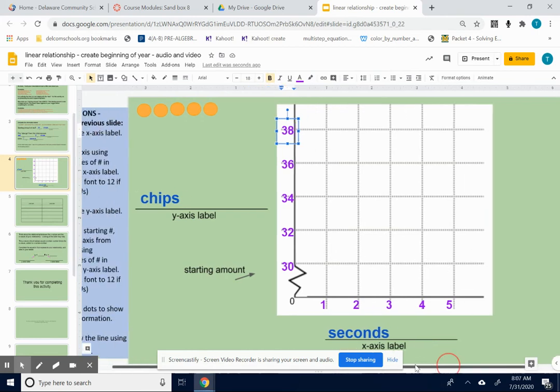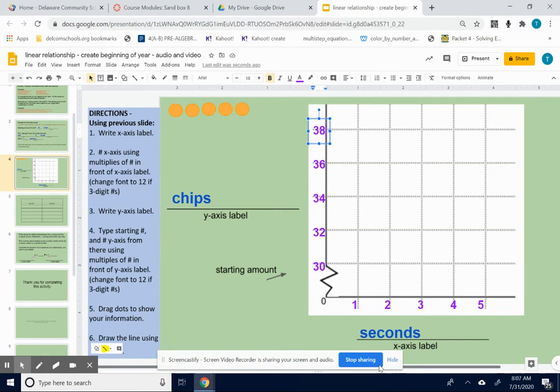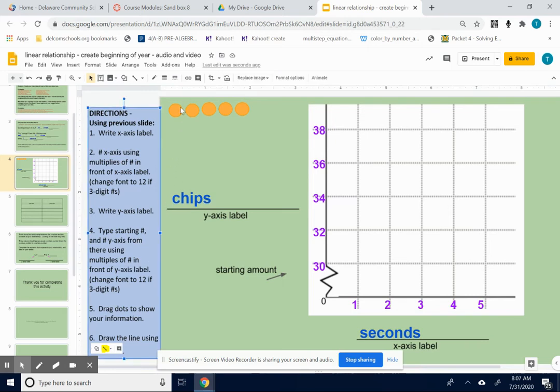After you do that, we did steps 1, 2, 3, and 4. Number 5, drag the dots to show your information. So just think about what we said. We started with 30 chips. Think of that as starting at 0 seconds. So at 0 seconds, before any seconds went by, I have 30 chips. So you want to drag a dot showing, if you were doing my example, at 0 seconds, I'd already eaten 30 chips.